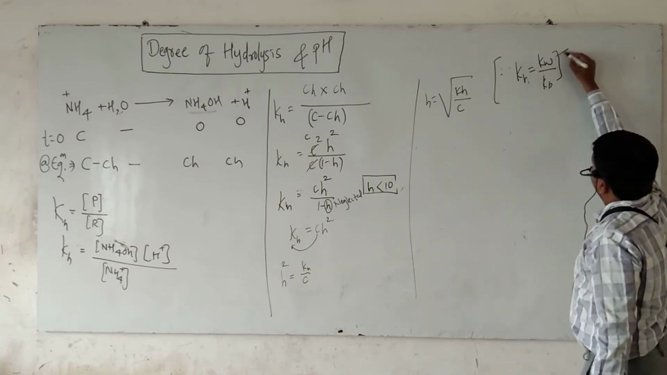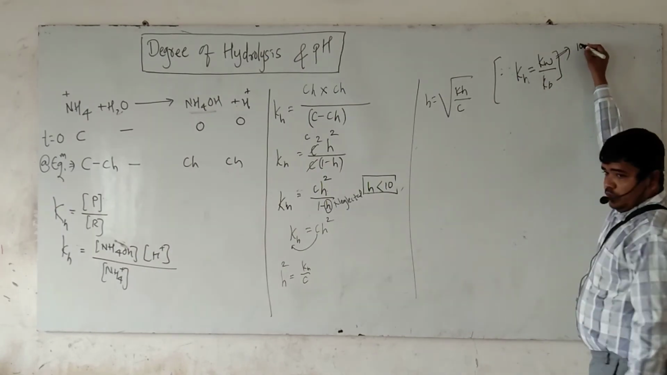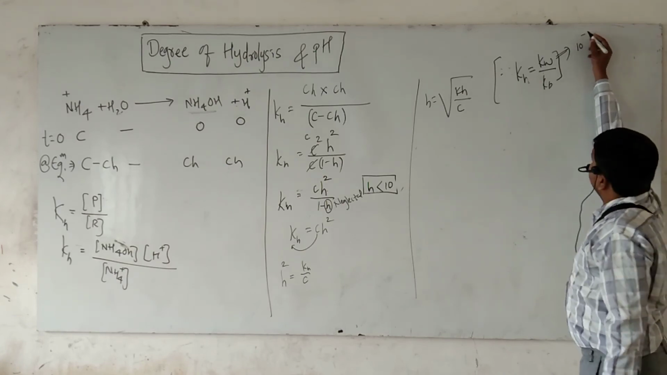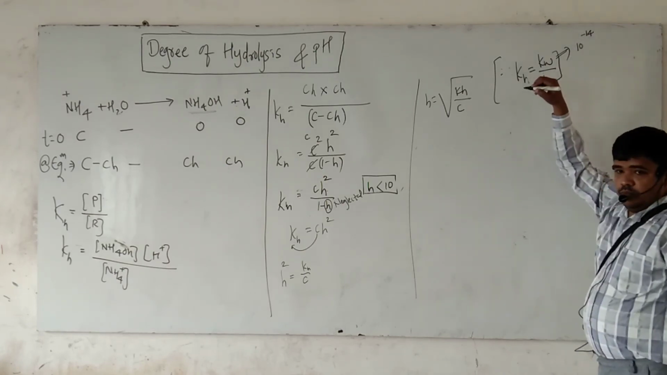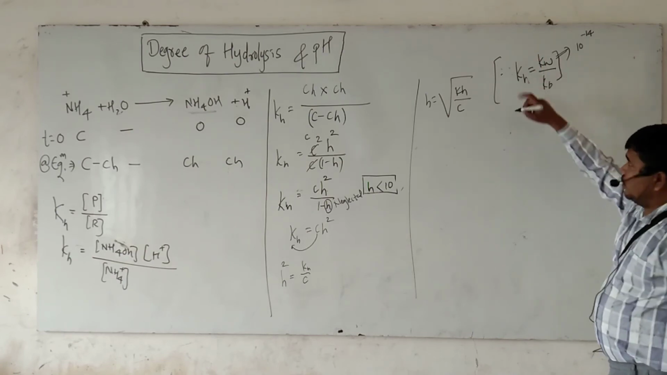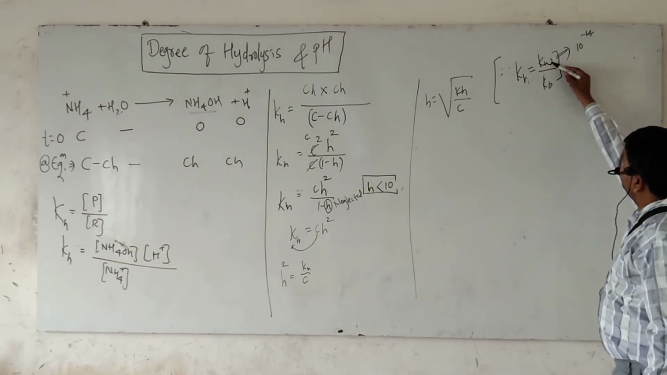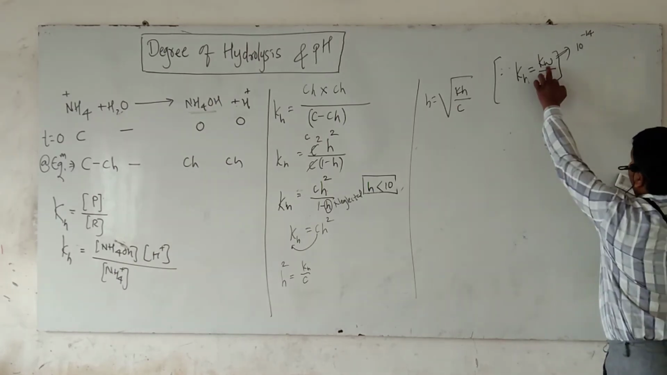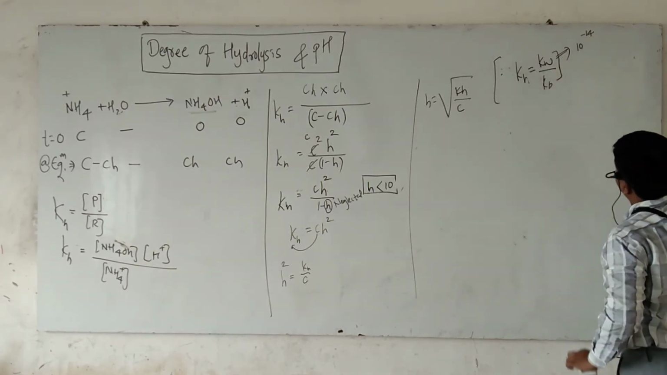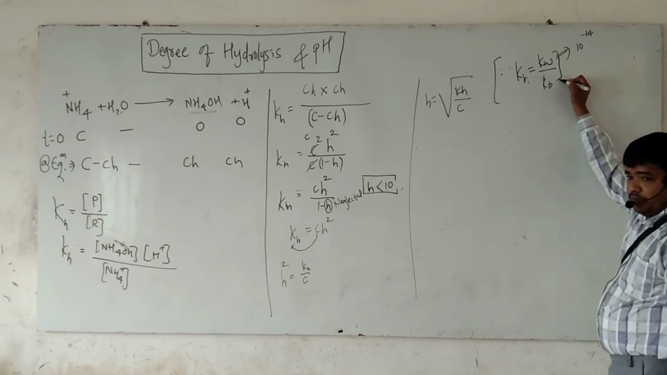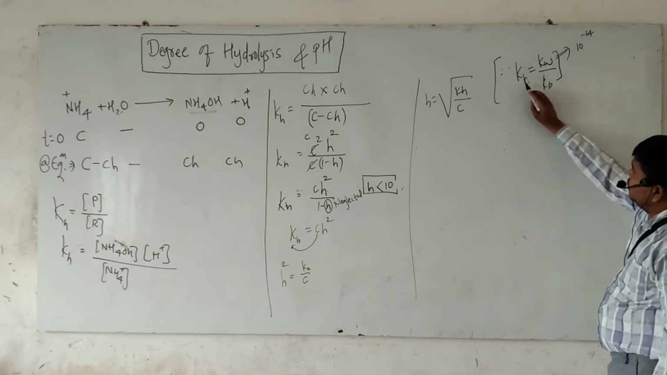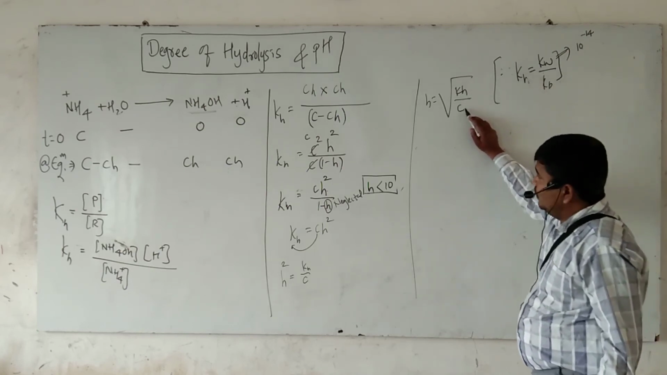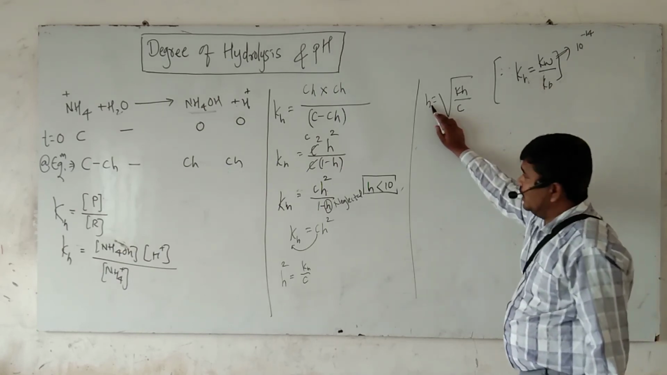What is the value of Kw? 10 to the power minus 14. We have discussed the auto ionization of water. In that we derived the value of Kw. It is 10 to the power minus 14. Kw value is constant. Kb will be given in the problem. You can calculate KH. Concentration will be given, so you can calculate H.